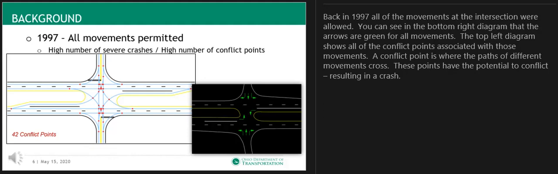Back in 1997, all the movements at the intersection were allowed. You can see in the bottom right diagram that the arrows are green for all movements. The top left diagram shows all of the conflict points associated with those movements. A conflict point is where the paths of different movements cross. These points have the potential to conflict, resulting in a crash.